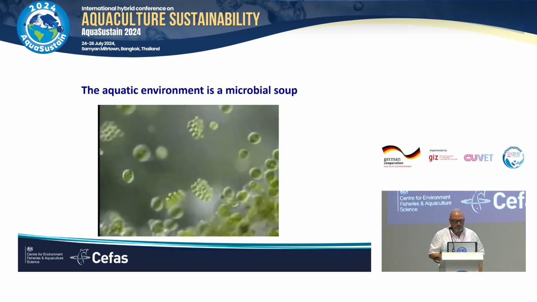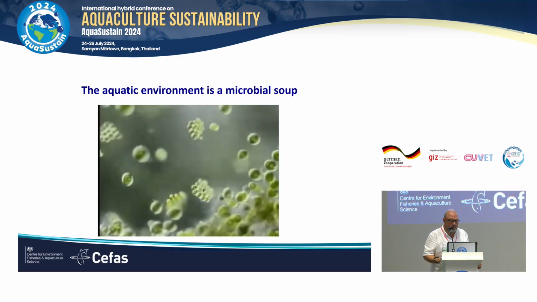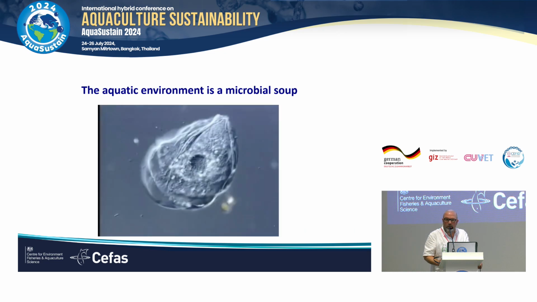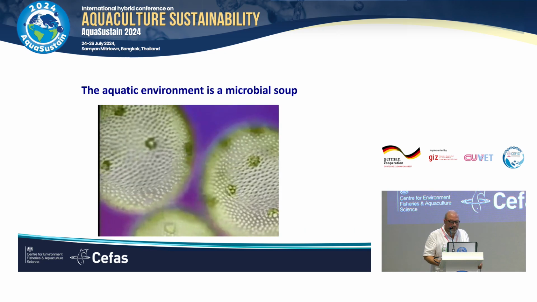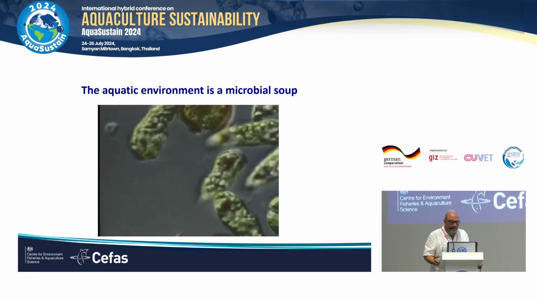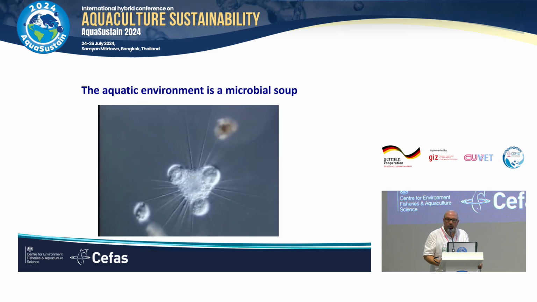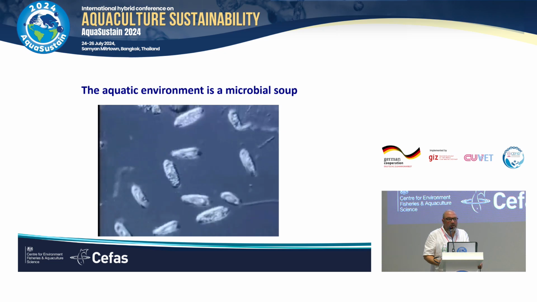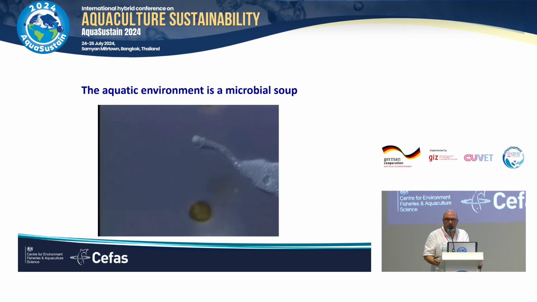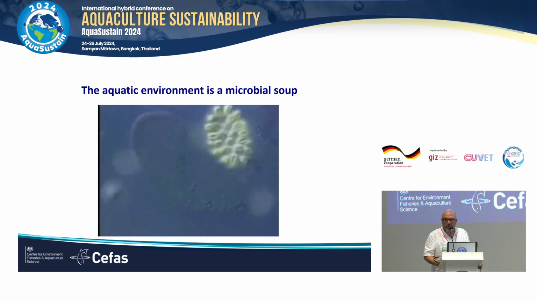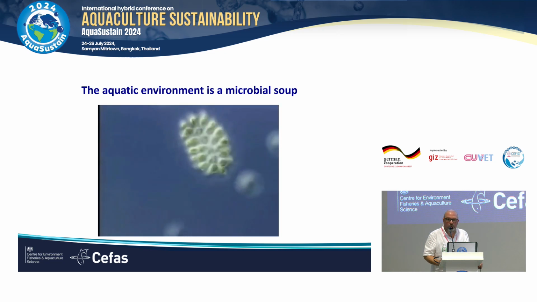Okay, so now on to the microbial section. So we've said a few times that the aquatic environment is a microbial soup, and that soup includes pathogens. It includes a massive diversity of organisms, the biggest diversity on Earth. I mean, the diversity of microorganisms in any aquaculture pond is bigger than the observable diversity in any coral reef, for example.